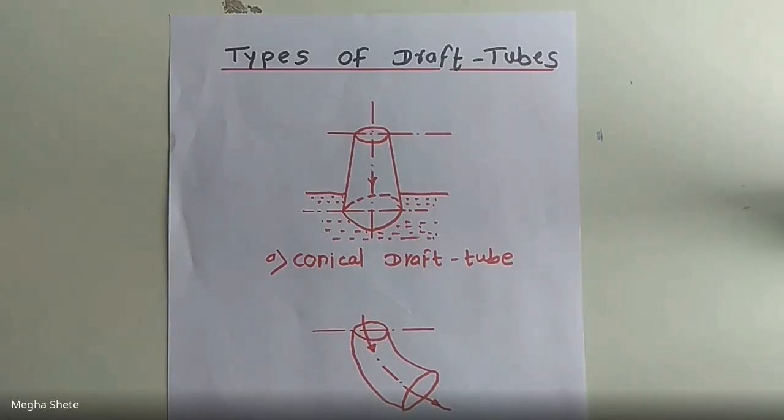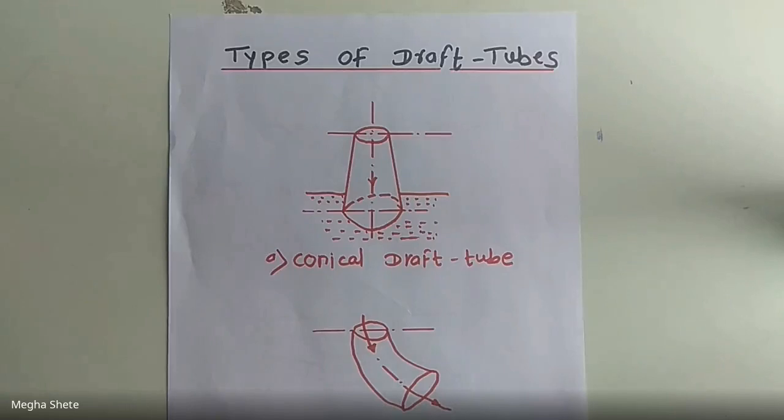Now, what are the uses or advantages of the draft tube? When we attach a draft tube, what happens? The net head on the turbine increases and the turbine develops more power, and also the efficiency of the turbine increases.